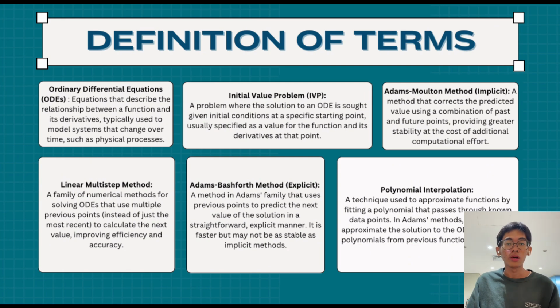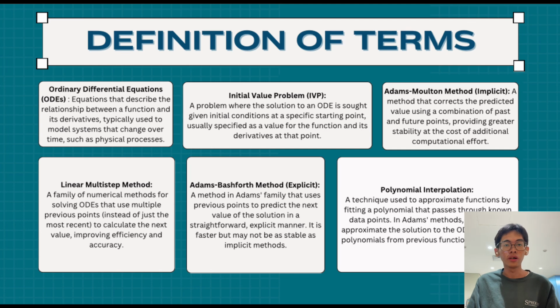Adams-Bashforth method: a method in the Adams family that uses previous points to predict the next value of the solution in a straightforward, explicit way. It is faster but may not be as stable as the implicit method. Adams-Moulton method: this method corrects the predicted value using a combination of past and future points, providing greater stability at the cost of additional computational effort.